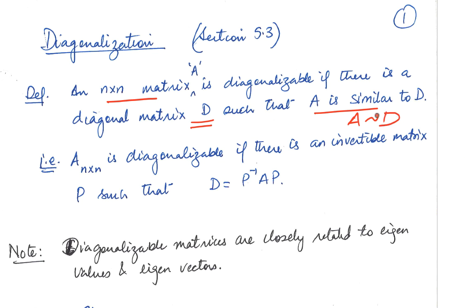Okay, what does that mean? If I say A is diagonalizable, that means A is similar to D. That definition of similarity says there is an invertible matrix P such that D equals P inverse AP. Now, diagonalizable matrices have a very close connection to eigenvalues and eigenvectors. So let's start with a very simple example of saying whether a matrix is diagonalizable or not.